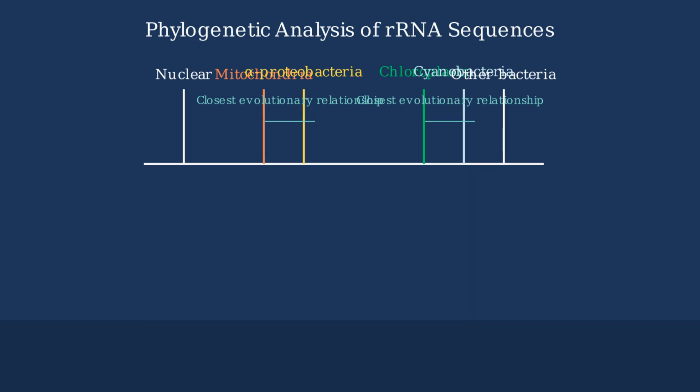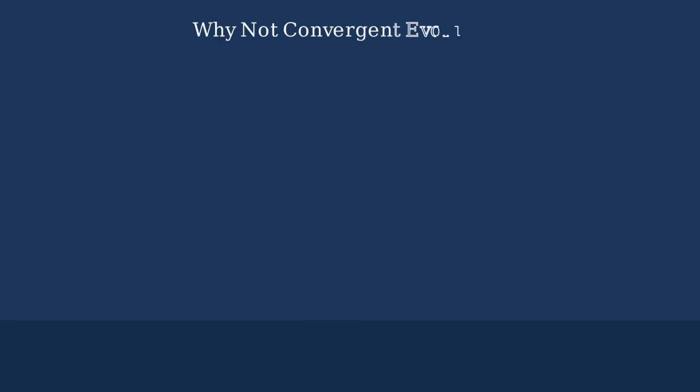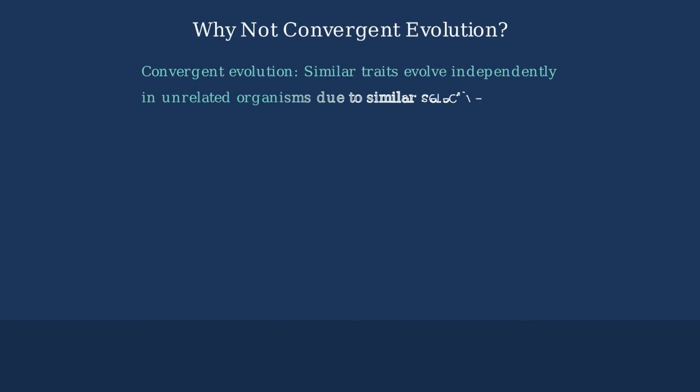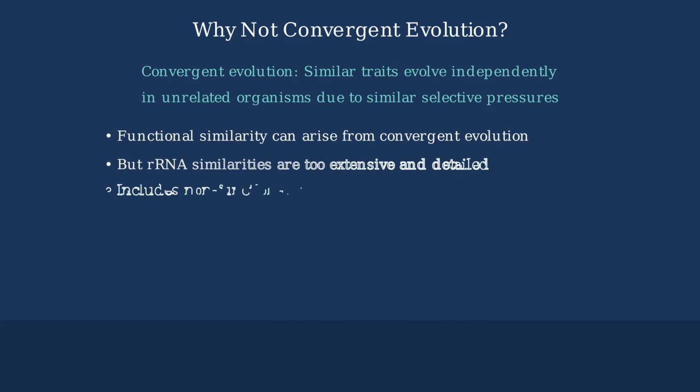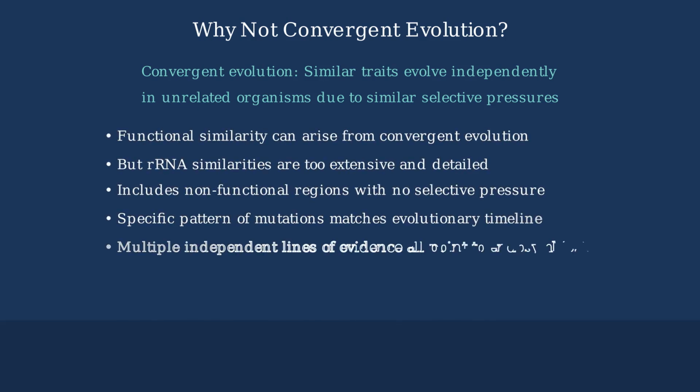Could these molecular similarities be explained by convergent evolution rather than endosymbiosis? While convergent evolution can explain functional similarities, the ribosomal RNA evidence goes far beyond this. The similarities include non-functional regions with no selective pressure, and the precise pattern of shared and unique mutations aligns perfectly with the proposed evolutionary timeline.